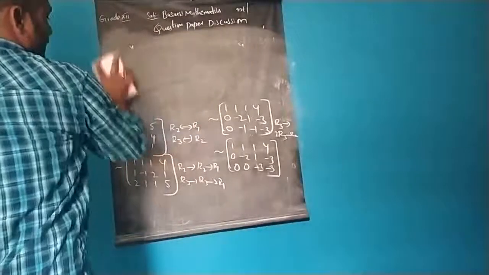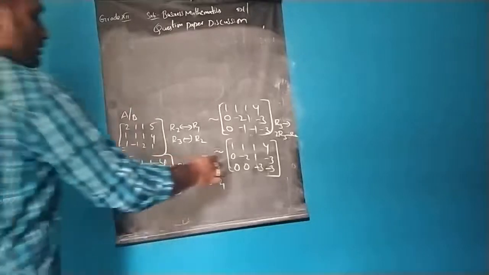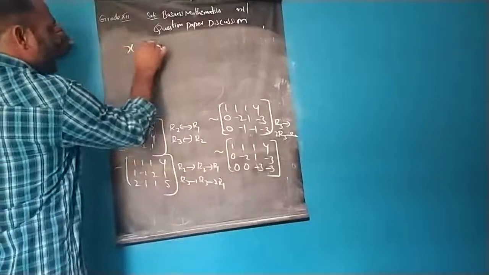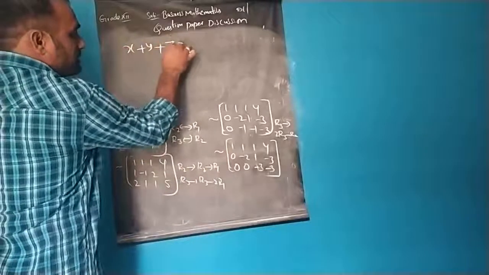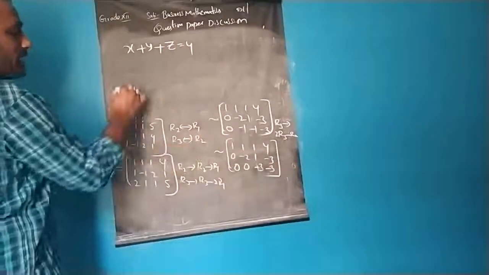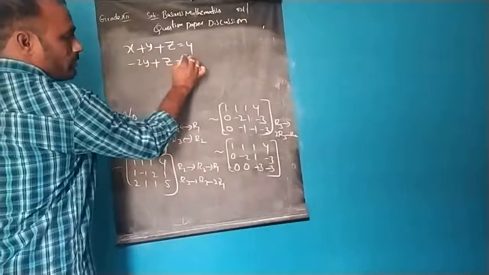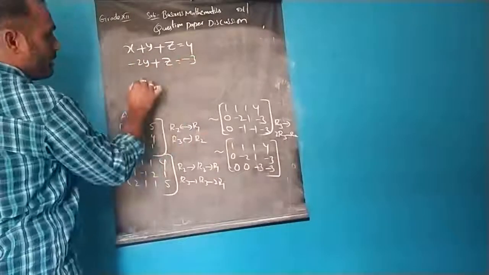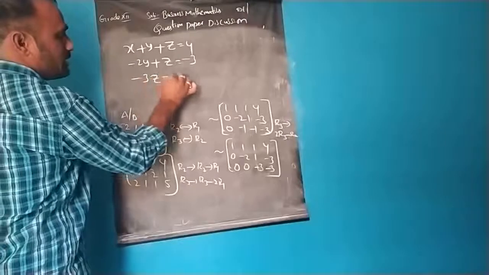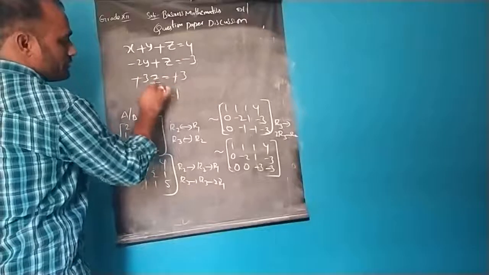Now how to get these x, y and z values? The question is given as consistent. So the first equation is x plus y plus z is equal to 4. Second, minus 2y plus z is equal to minus 3. Third equation, minus 3z is equal to minus 3. Minus minus gets cancelled, z is equal to 1.